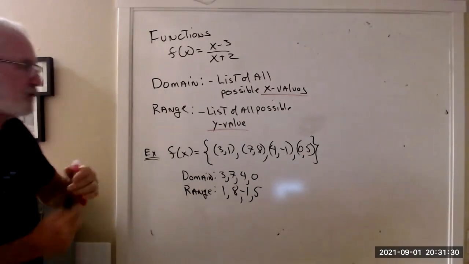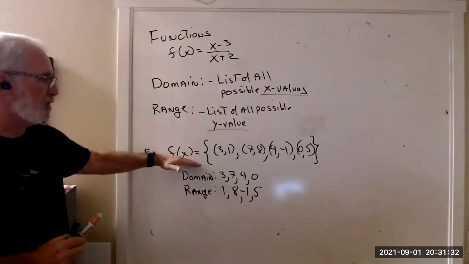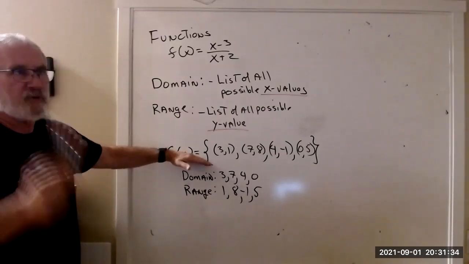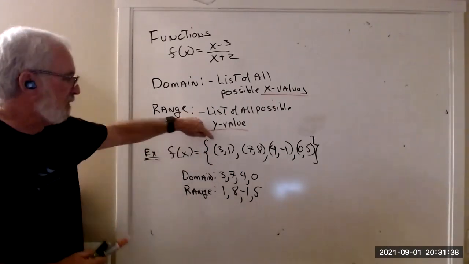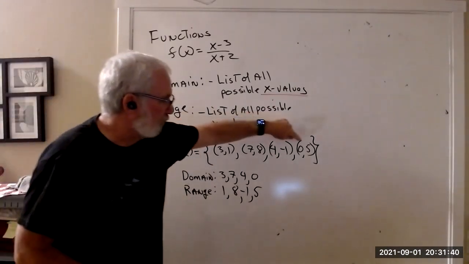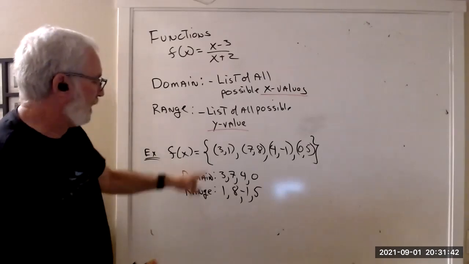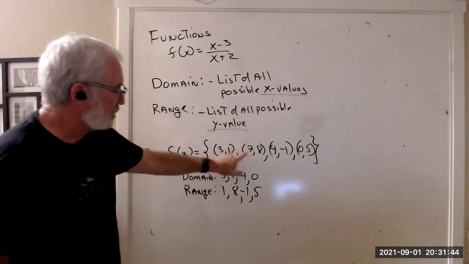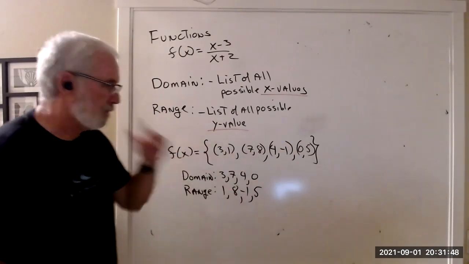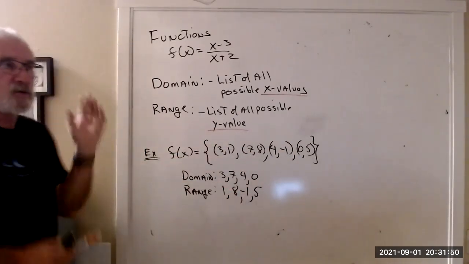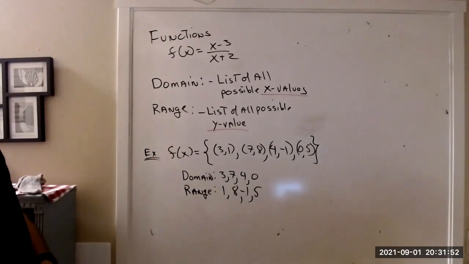Because the domain and range is a list of all possible X values. So here is the simplest example I can give you. Here's some function, something, and I've given you its ordered pairs. So all you had to do was pick out the domain is the X's and the range is the Y values. That's domain and range. Okay.